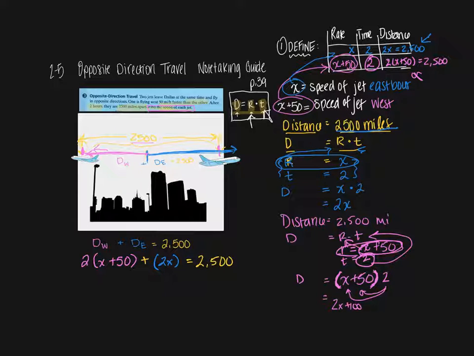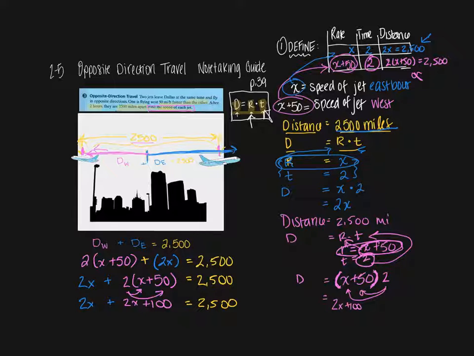So I think your book has this written differently. They just kind of rearranged it. It's just 2x plus 2 times x plus 50, and they had it set up this way for 2,500. It doesn't really matter. Well, now I've got to distribute this through, right? So I have this 2x plus 2x plus 100, and that still equals 2,500.